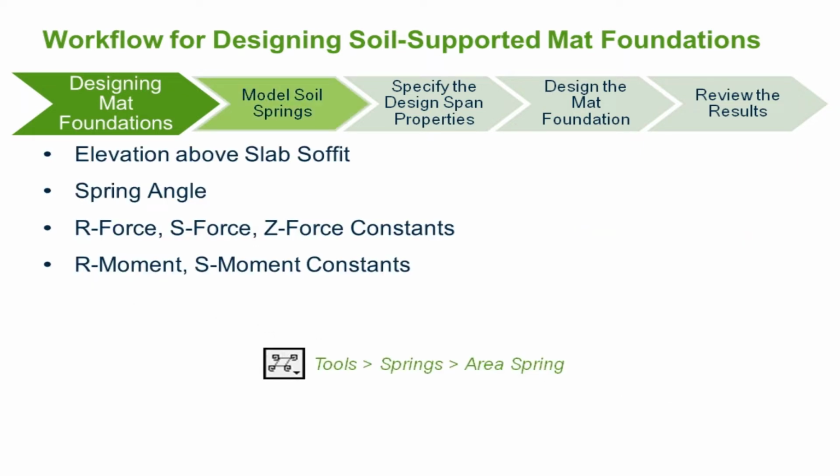The first step in our workflow for designing soil-supported mat foundations in RAM Concept is to model your soil springs and define your soil spring properties, which will include the elevation above the slab soffit, your spring angle or the orientation of the local axis, your R force, S force, and Z force constants, and these are your spring constants in the direction of the local R, S, and Z axes, and also your R and your S moment constants, which will be your angular spring constants about the local S or R axis at each end. Area springs will be modeled on the mesh input layer using the area spring command.